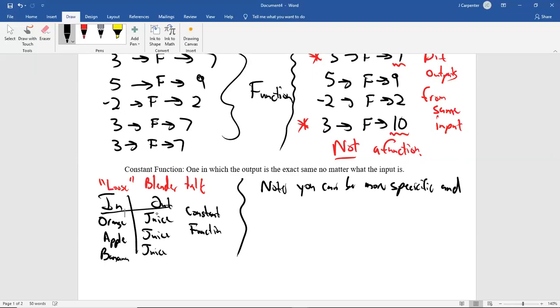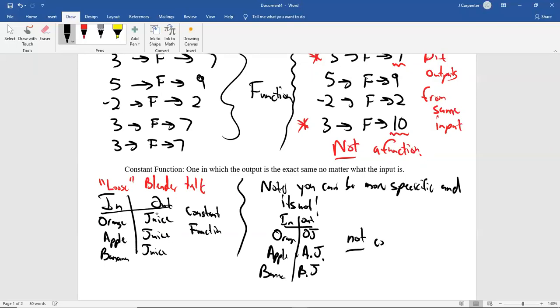And it's not. So in other words, in, out: if I put the orange in, what do you get out of it? You get orange juice. If I put the apple in, what do you get out of it? You get apple juice. If you put the banana in, what do you get? And I don't know why this just doesn't sound appealing to me, banana juice. So this is not constant.